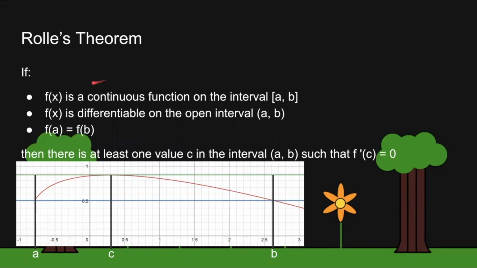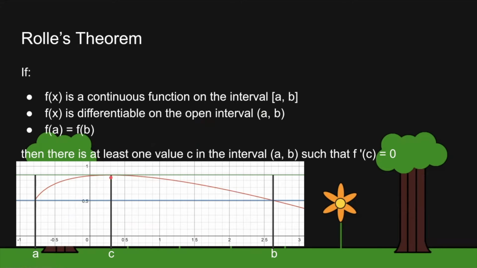So now we're getting into Rolle's theorem. There are three conditions. If f of x is a continuous function on the closed interval a comma b, and keep in mind that closed means it has to be continuous at a, b, and all values between, and f of x is differentiable on the open interval a comma b, and open means that it doesn't have to be differentiable at a or b, but it has to be differentiable at all values between, and f of a is equal to f of b, then there's at least one value c in the interval a comma b such that f prime of c is equal to 0. And the reason is because if all three of these conditions are satisfied, then there's at least one vertex.